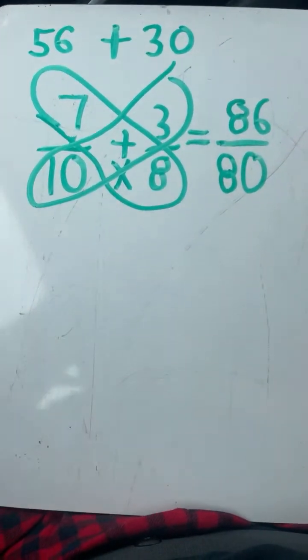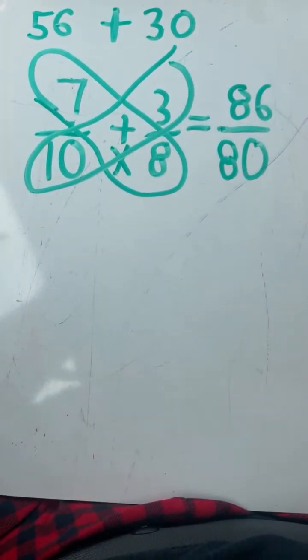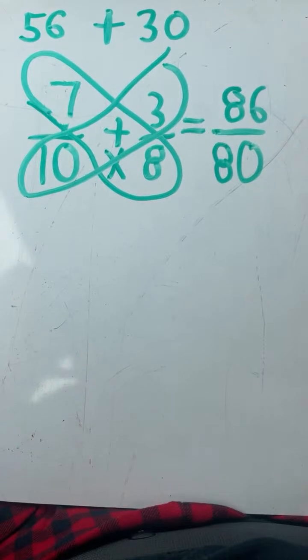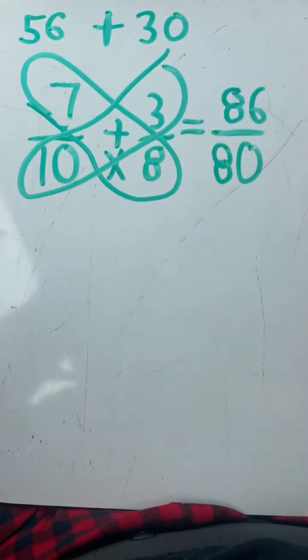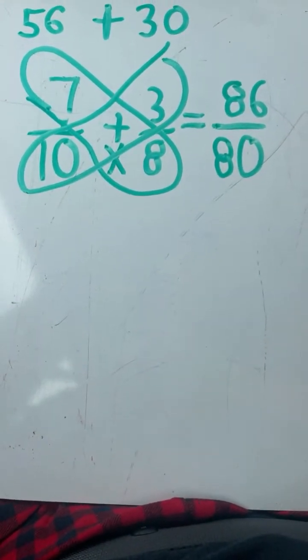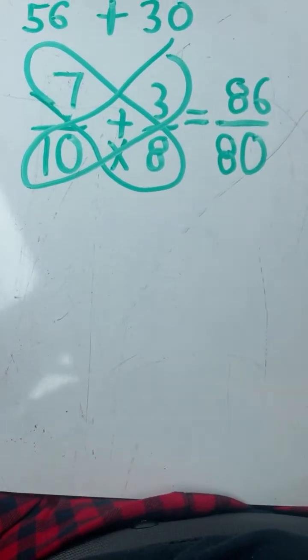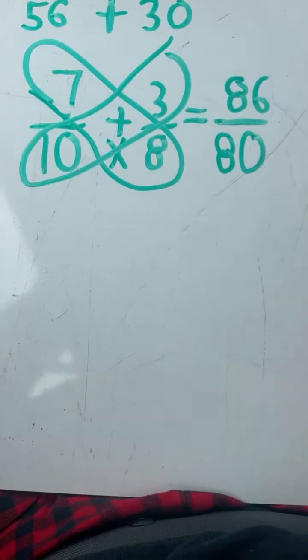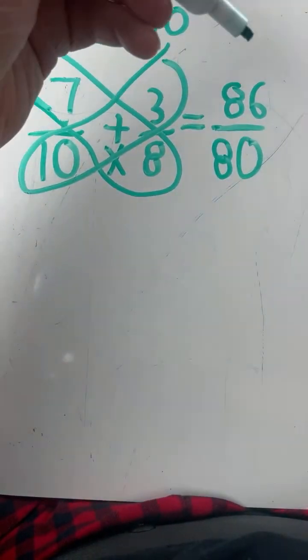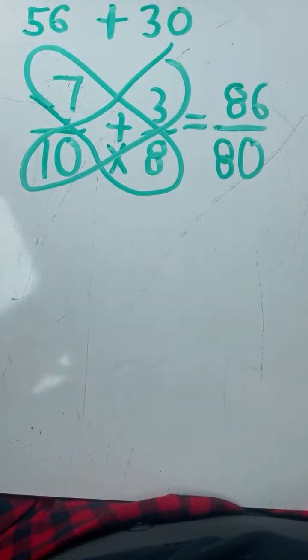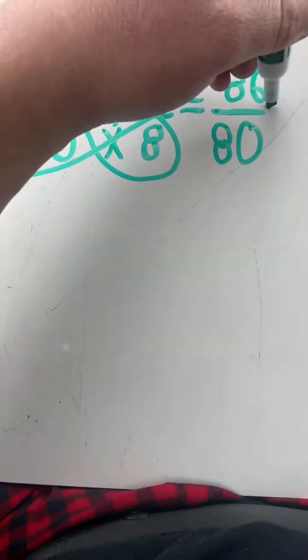Now that can be reduced to lowest terms. That can also be made into a mixed number. So 80 over 80 would be 1 whole. And then we would have 6 left over. So if we wanted to convert that to a mixed number, our answer would be 1 and 6 eightieths.